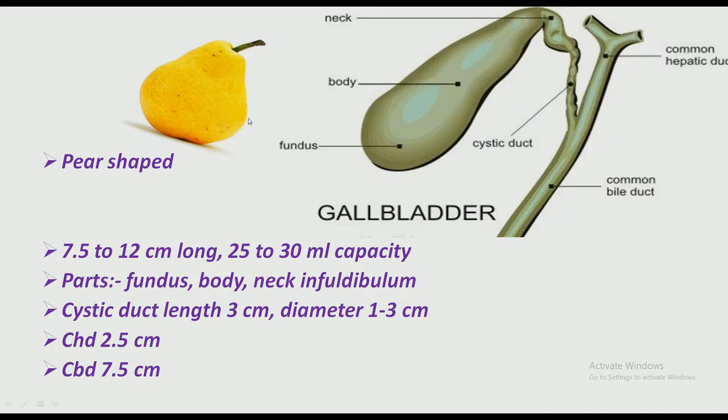So the typical description of the gallbladder is a pear-shaped organ. So this is a pear, and it is pear-shaped. You can compare like this. This is the fundus, body, neck, cystic duct, common hepatic duct, common bile duct. It is 7.5 to 12 centimeter long, 25 to 30 ml in capacity. The parts are fundus, body, neck, and the infundibulum. Cystic duct length is 3 centimeter, diameter is 1 to 3 millimeter. The common hepatic duct is 2.5 centimeter, and the CBD, common bile duct, is 7.5 centimeter in length.